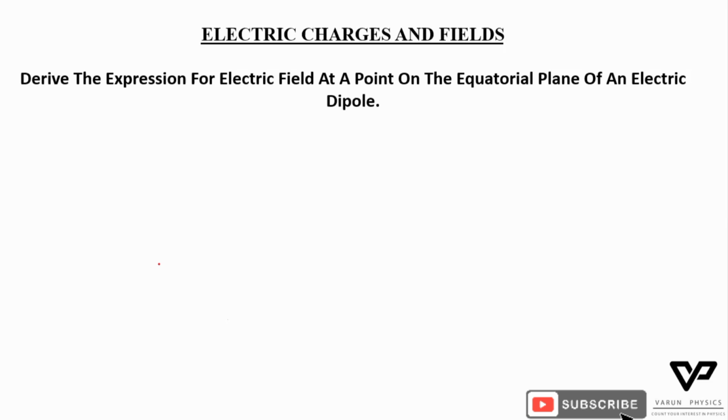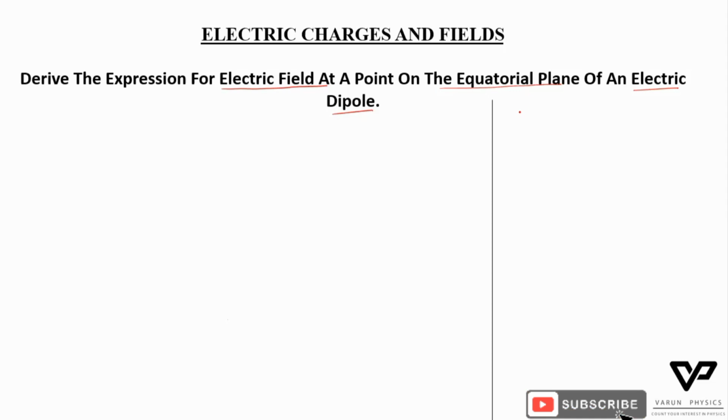So the derivation is: derive an electric field at a point on the equatorial plane due to an electric dipole. Before going to the derivation, we'll just see the basics. What are the things we have for a dipole?